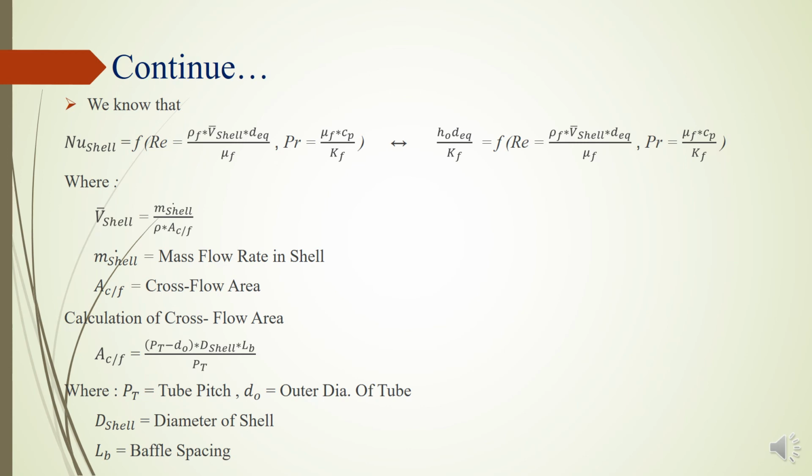So velocity at the shell side is equal to the mass flow rate in shell side divided by rho into cross-sectional flow area, and cross-sectional flow area can be calculated by the below formula, that is pt minus d naught, that is clearance, into diameter of shell into baffle spacing divided by pitch. So by equating velocity at the shell side to this Nusselt number h naught D_eq by k_f, by putting the equivalent diameter from the previous results, we get Ho.